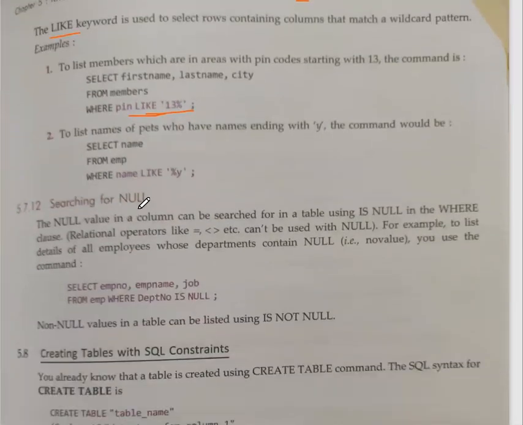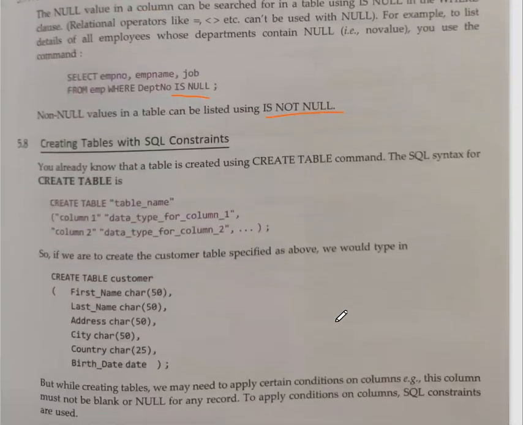Okay, then we have search for null value. See, in the first class only we discussed that if we want to check for a null value, we are going to use is null. We cannot use the is equal to operator in this case. The is equal to operator will not work with null. So you can use is null, and if you want the reverse of this, you can use is not null.